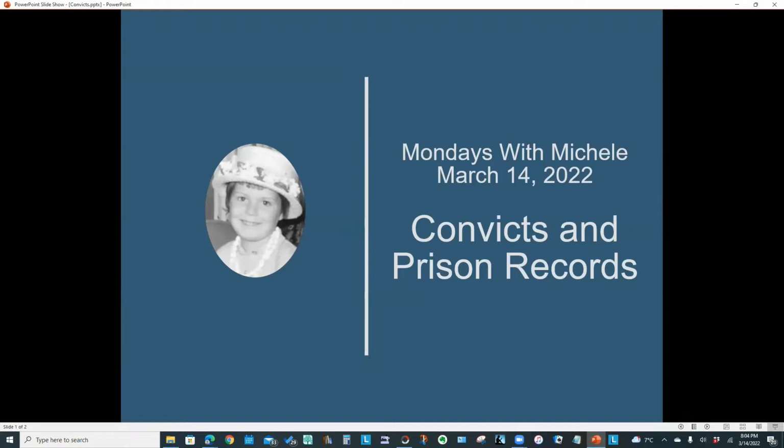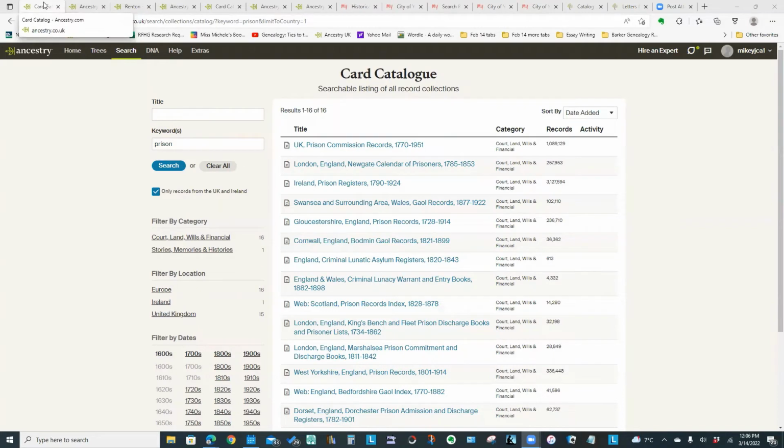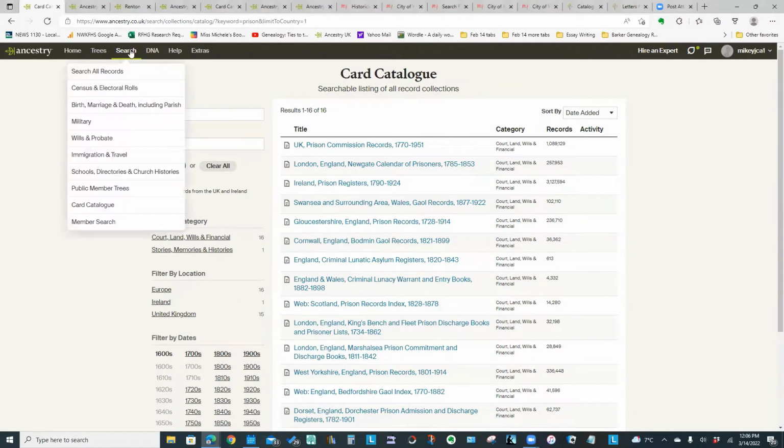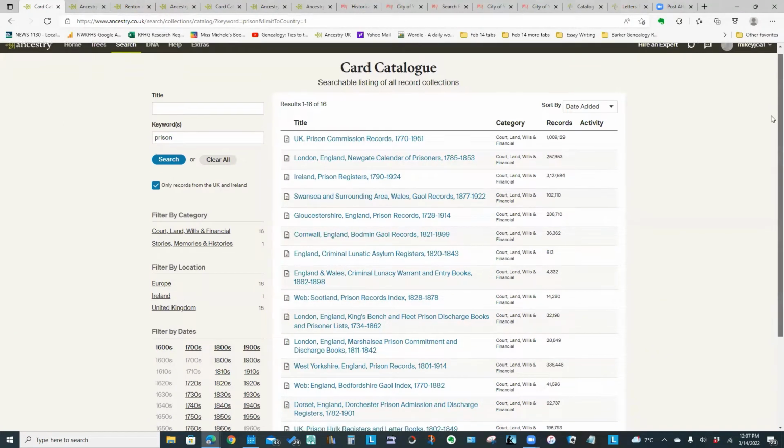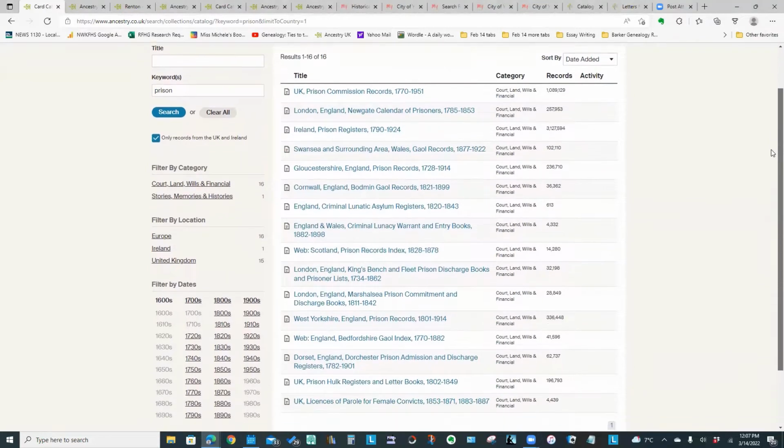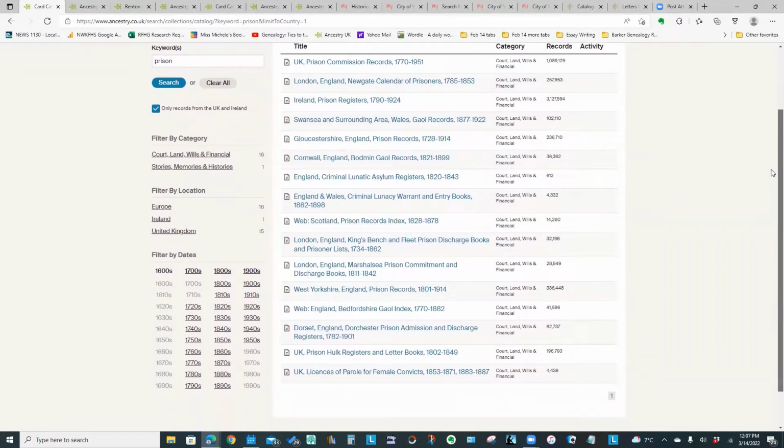This week's topic: convicts and prison records. What I've done here is gone to Ancestry, and instead of doing a record search, I did search and then went to card catalog. And I got this search screen. I typed in prison and pressed search, and as you can see, there are quite a few different record sources.